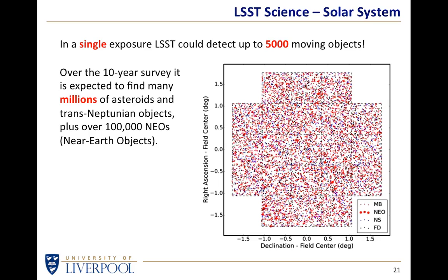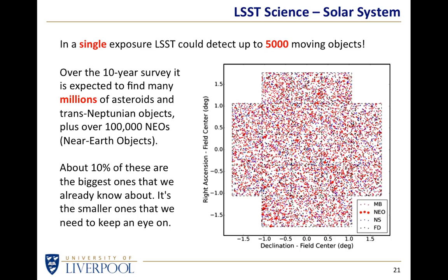If a single exposure of the telescope can produce 5,000 moving objects, then by the time it surveyed the sky, it is thought that the LSST will identify something of order a million, or probably many millions, of asteroids, trans-Neptunian objects, and hundreds of thousands of near-Earth objects as well. Now, some of these we already know about. The largest ones, perhaps the top 10%, we might already know about. But that still leaves us with a fraction of a million of the smaller objects which LSST will be able to pick up.